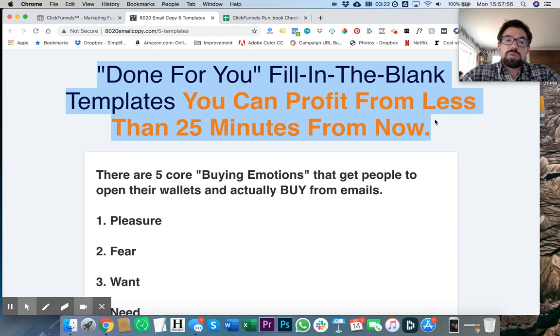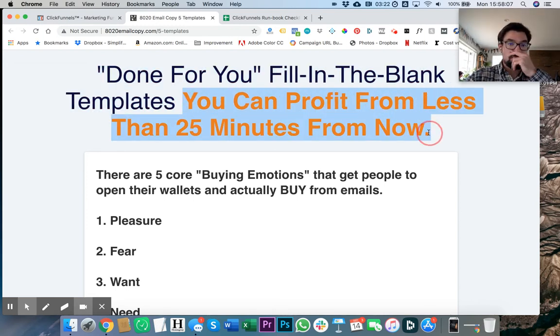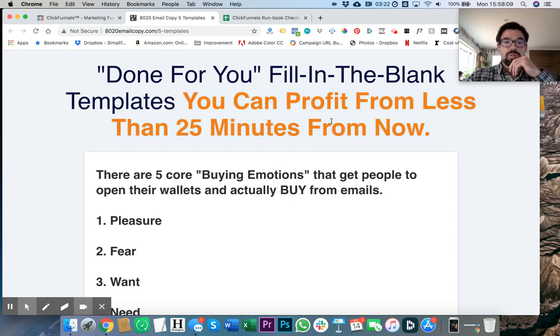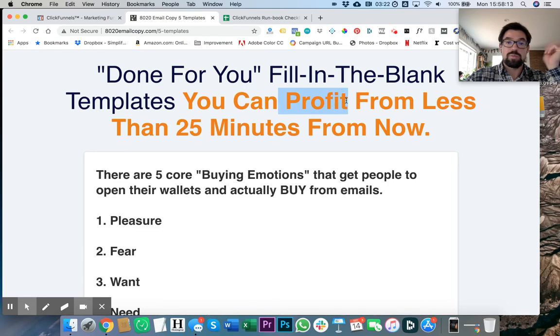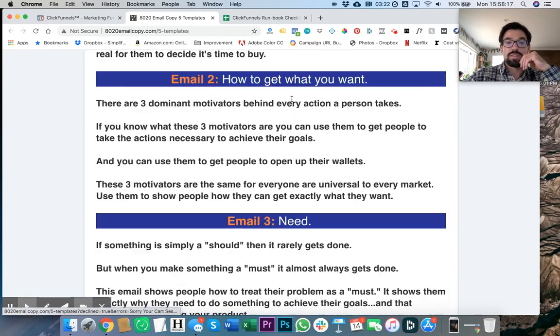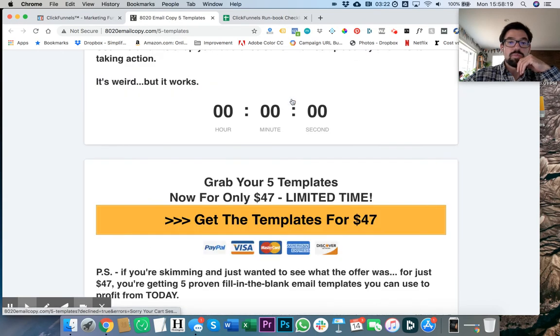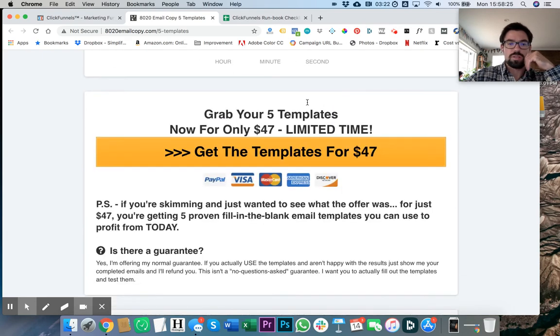So basically, you are accelerating the end goal that your customer is getting. In this case, people want to learn how to write emails. Well, they don't really want to learn how to write emails. They want to learn how to sell more stuff using email, or sell more through their business. And again, really tapping into that, you can profit from less than 25 minutes from now. So people want that profit from email, and these templates are kind of what he's showing them how to do. I guess this must have been a sale at some point.